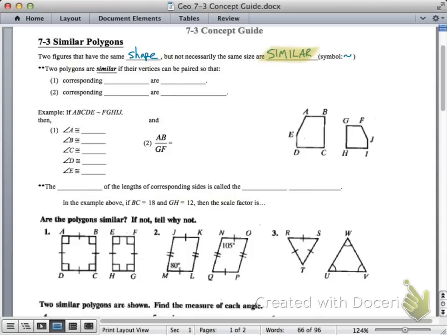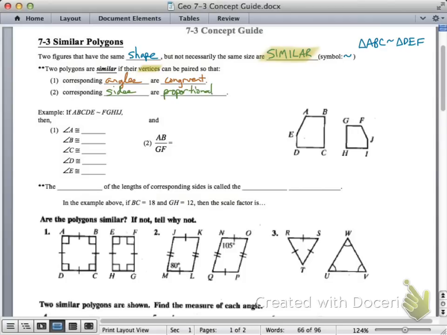So if we have triangles that are similar, we could say that triangle ABC is similar to triangle DEF. That's different than saying that they're congruent. Let's talk about exactly what it means. If two polygons are similar, their vertices can be paired so that first, corresponding angles are congruent. This is the first thing to know, and it's important: if two polygons are similar, their angles are congruent. Also, if two polygons are similar, their corresponding sides are proportional.